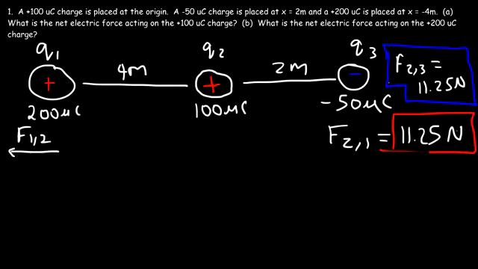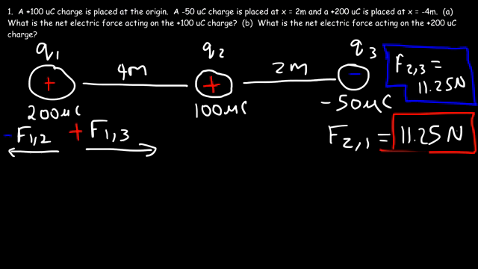Now Q1 is attracted to Q3 because opposites attract. So we have another force, which we'll call F1,3. That's the force exerted on charge 1 as a result of charge 3. Now these two forces are competing with each other. Now this force is in a positive x direction, so we're going to give it a positive number. This force is in a negative direction. So the net force is going to be the sum of these two values.